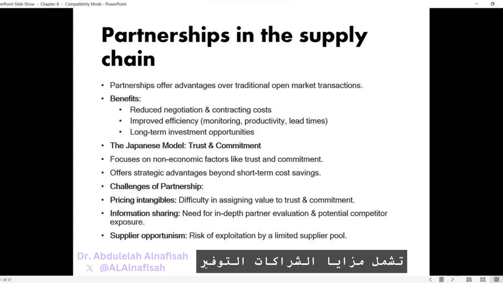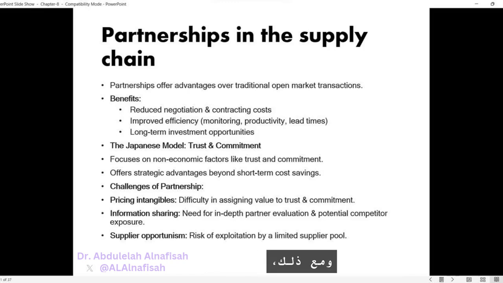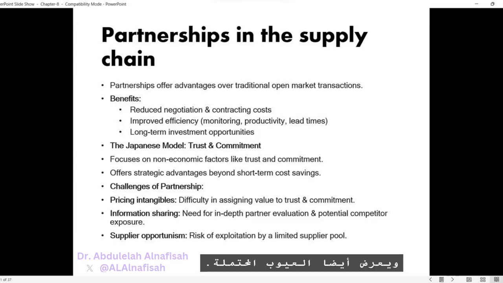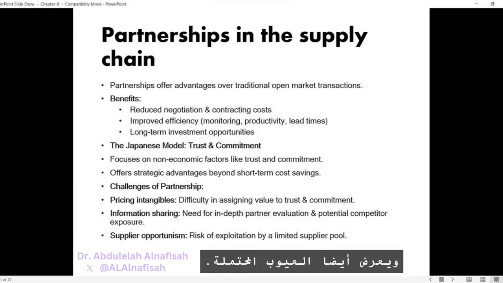Advantages of partnerships include savings in negotiations and separate contracts, reduced monitoring efforts, increased productivity, shorter lead times and product cycles, and conditions conducive to long-term investment. However, the introduction of commitment and trust also presents potential disadvantages. These include difficulties in accurately pricing qualitative matters, the need for substantial information about potential partners, the risk of divulging sensitive information to competitors, and the potential for opportunism by suppliers.